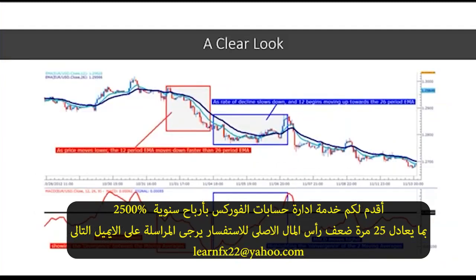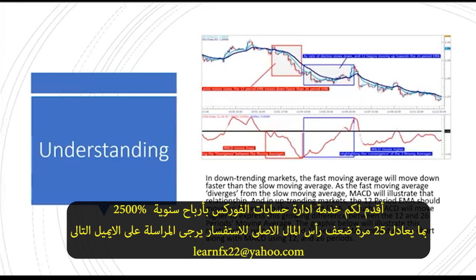Now, MACD is perhaps the best all-around study available. In downtrending markets, the fast-moving average will move down faster than the slow-moving average. As the fast-moving average diverges from the slow-moving average, the MACD will illustrate that relationship. And in uptrending markets, the 12-period EMA should move up faster than the 26 period. As such, the MACD will move higher to express the growing difference between the 12 and the 26.